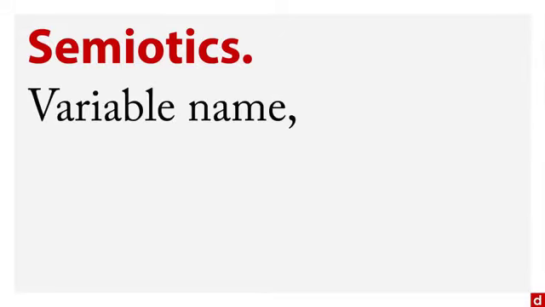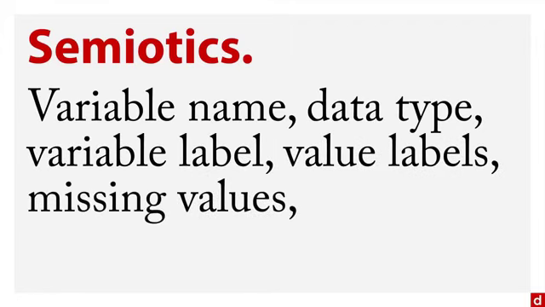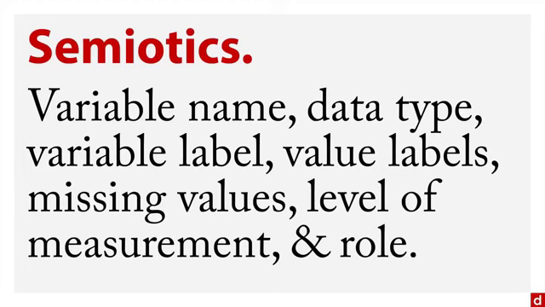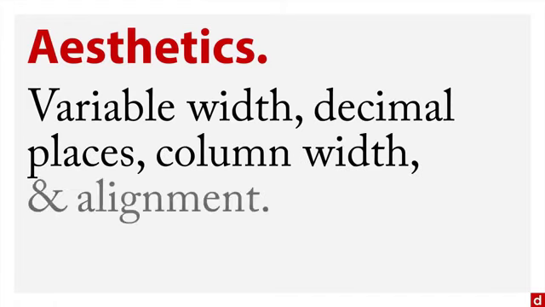Now, that is the data description, and I see two kinds of information that you tell SPSS about your data. The first one I'm going to call semiotics, which comes from the study of meaning. This is where you tell SPSS what the variable names are, the data types, the variable labels, the value labels, the missing values, the level of measurement, and the role that each variable plays. Contrasted with that, there are other elements that you can call aesthetics, and that addresses variable width, decimal places, column width, and alignment. And these are all settings within the data window of SPSS.